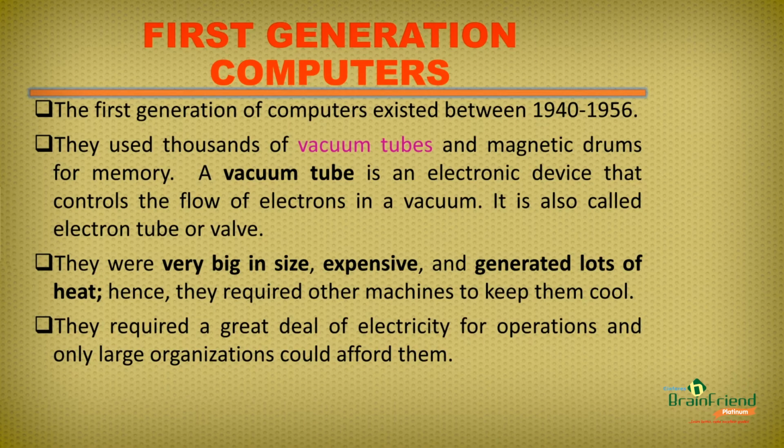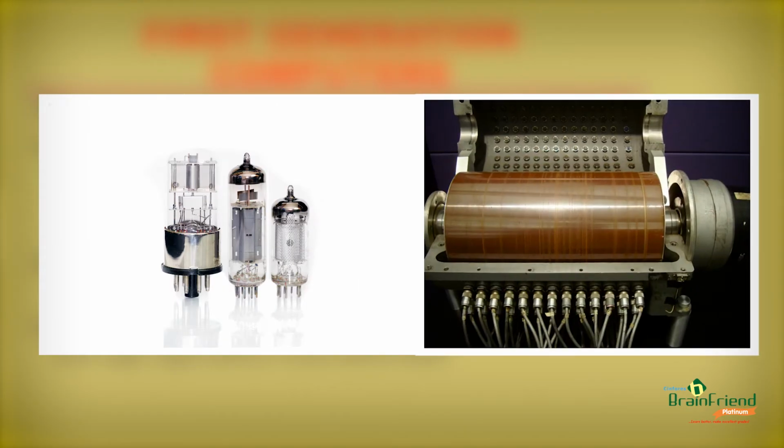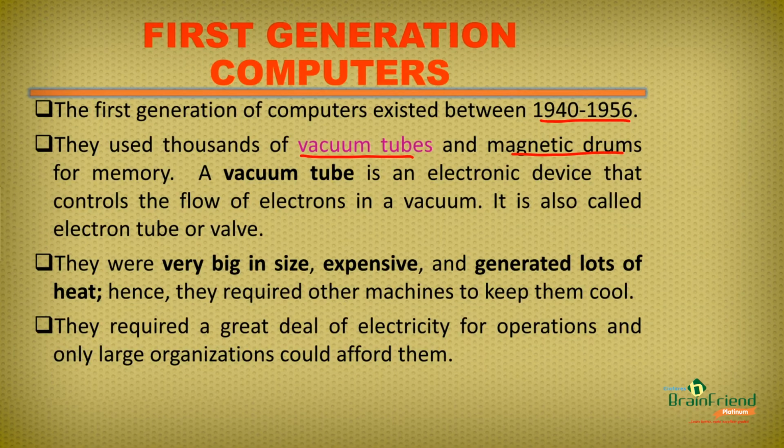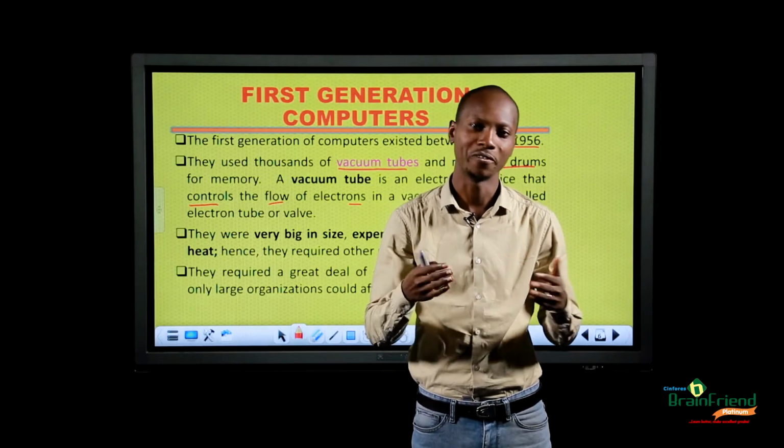Now, the first generation of computers existed between 1940 to 1956. Basically, this set of computers use vacuum tubes and magnetic drums for memory. A vacuum tube is an electronic device that controls the flow of electrons in a vacuum. It is also called an electron tube or valve.